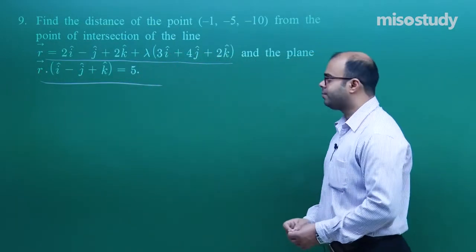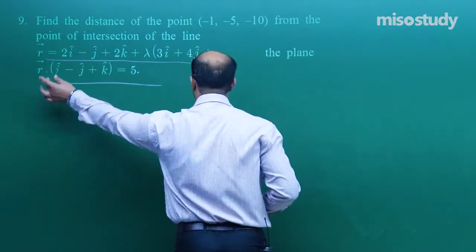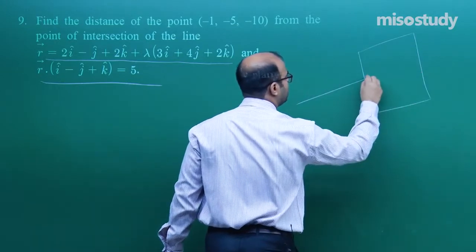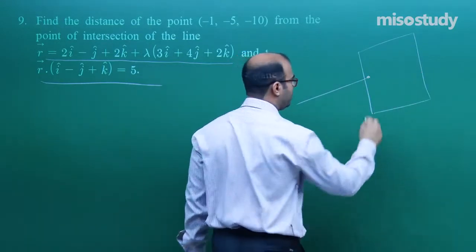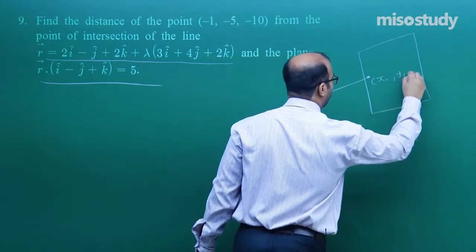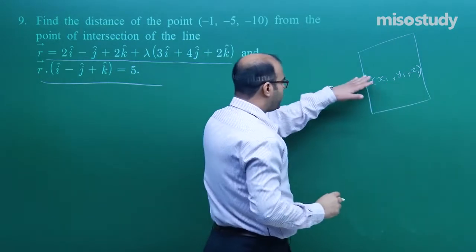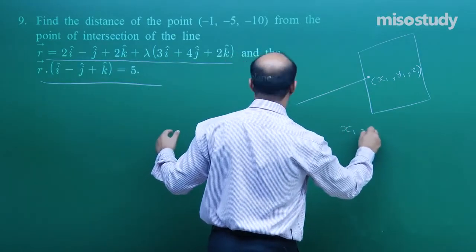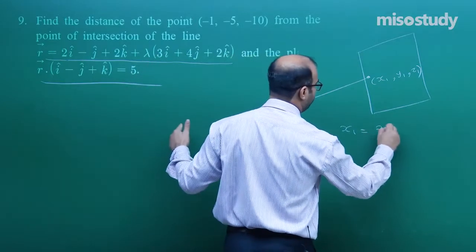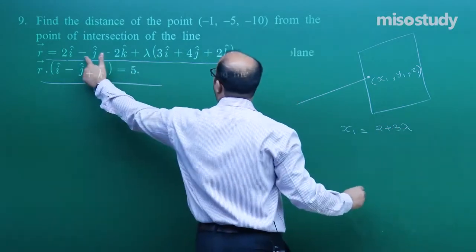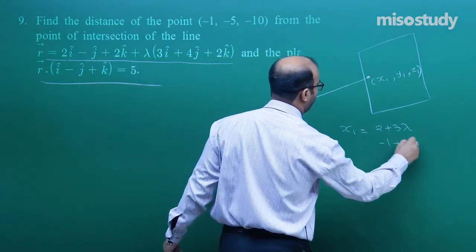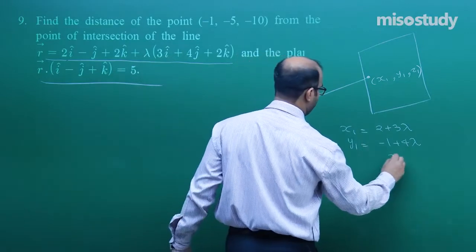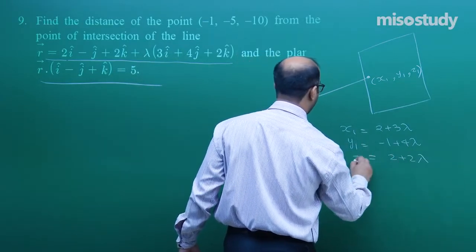So, how do we do that? We assume that this r vector, which is giving a point on the line, is intersecting this plane at a particular point x1, y1, z1. So, any point on this line can be given with the help of this equation: x1 is equal to 2 plus 3 lambda, that is the x component, -1 plus 4 lambda is the y component, and this lambda actually varies and we get the different points. 2 plus 2 lambda is equal to z1.